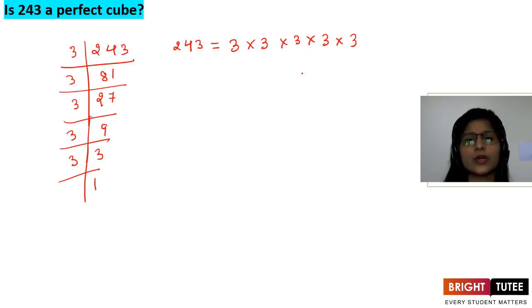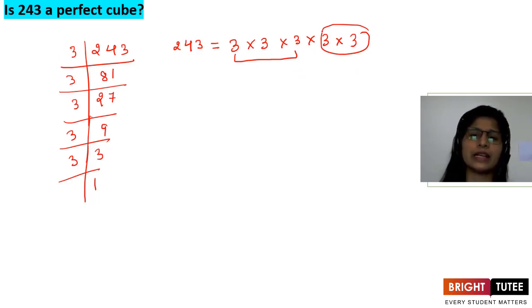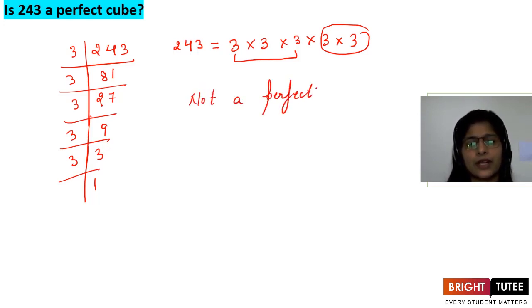Let us try to form the triplet. One triplet is this one, but this is forming a pair, not a triplet. That means here it is left. This 3 cross 3 is not coming into a triplet. It is not forming a combination of 3 threes. So we say that this is not a perfect cube. Not a perfect cube. Is that clear?